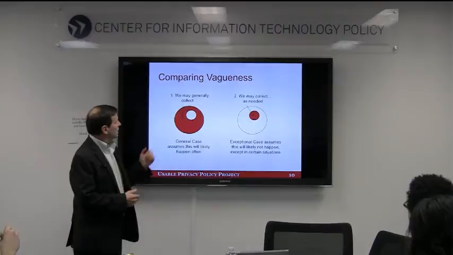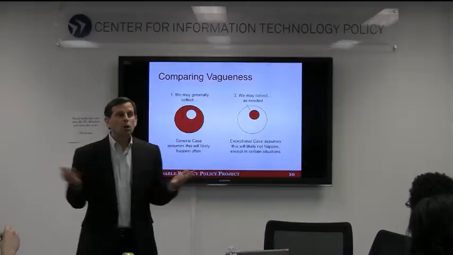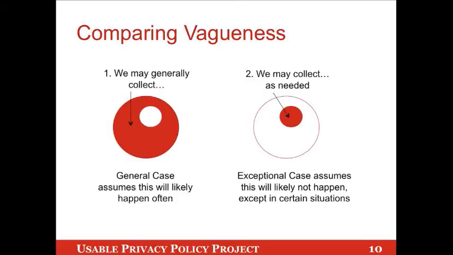And we got into some questions. So two examples, we may generally collect versus we may collect as needed. Which one is vaguer? Is there a difference in perception? Right? On a theory level, we can see, well, we may collect generally. It's a general case. It assumes it's likely to happen often. Versus as needed, it's an exceptional case, not likely to occur as frequently.